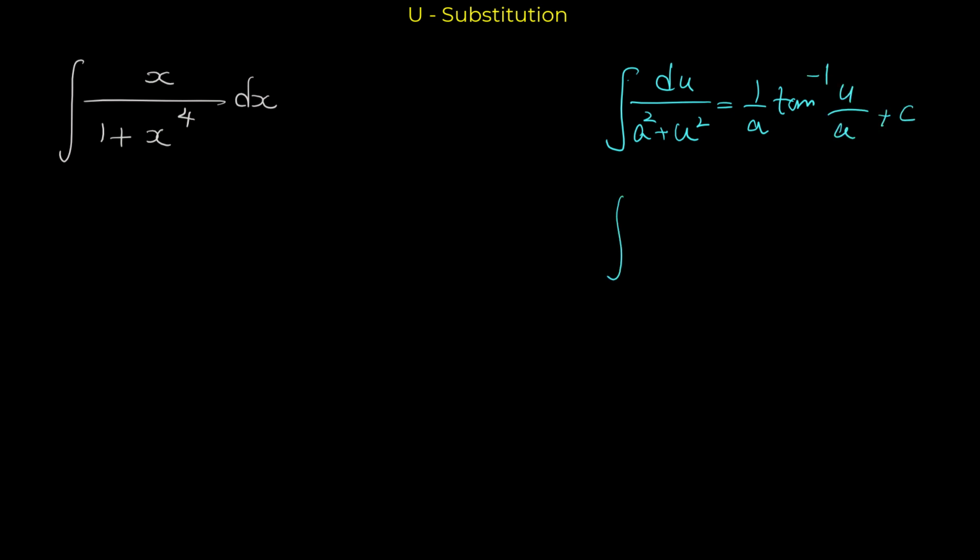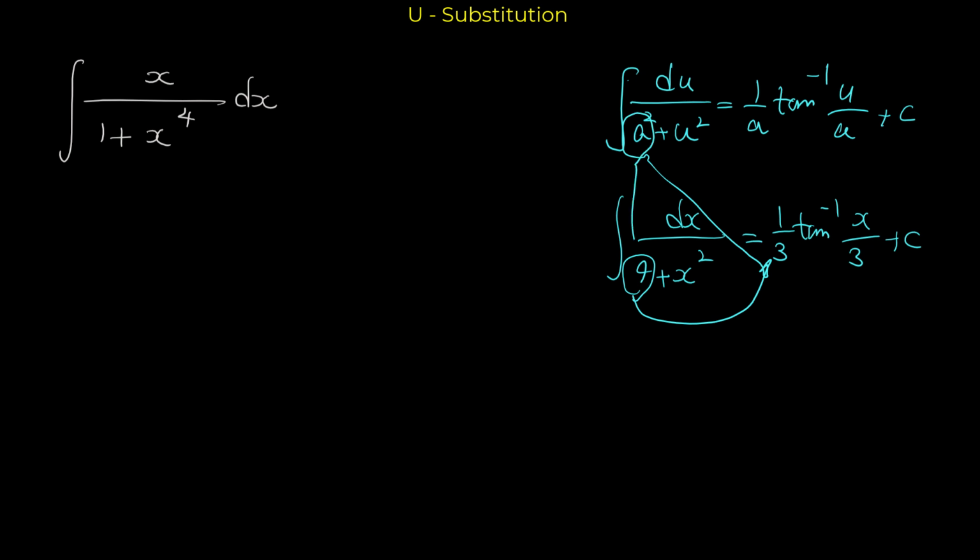For example, integral of dx over 9 plus x squared is 1/3 tangent inverse of x over 3 plus c. Don't make the mistake of thinking that 9 goes here. No. a squared is 9, so a is 3. So 1/3 tangent inverse of x over 3 plus c.